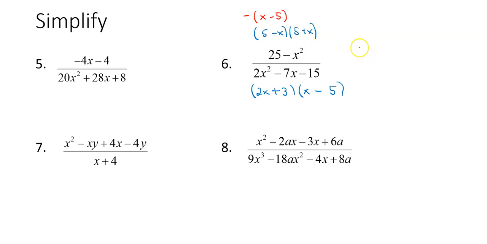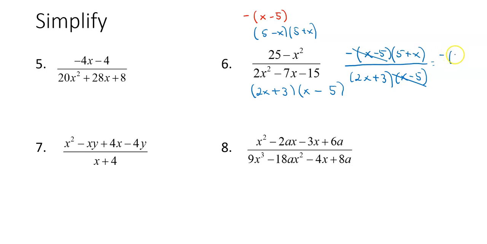So let's see how this factors. It factors as negative x minus 5 times 5 plus x. On the bottom, I get a 2x plus 3 and an x minus 5. Well, these are two things multiplied on the top and on the bottom. x minus 5 is a common factor. So on the top then, I get negative 5 plus x, or x plus 5, same thing. On the bottom, 2x plus 3.